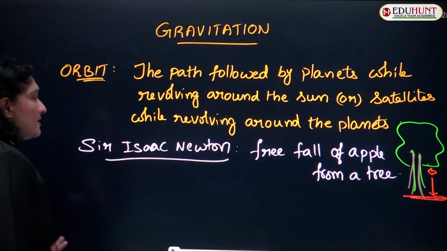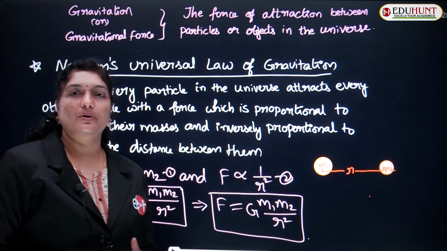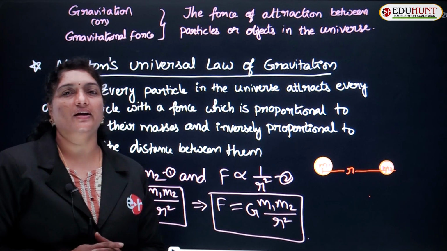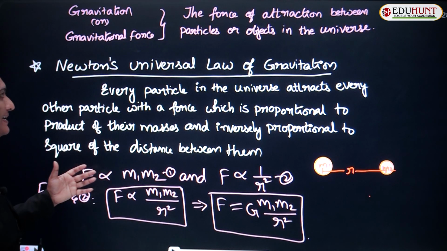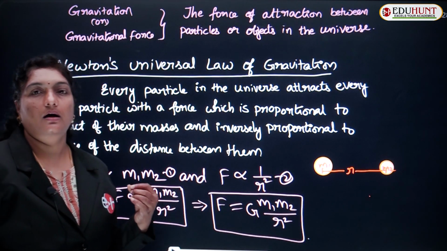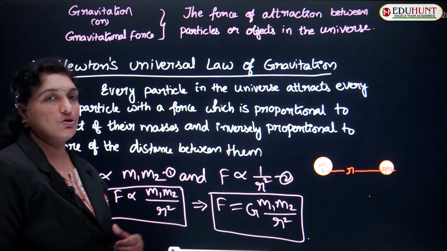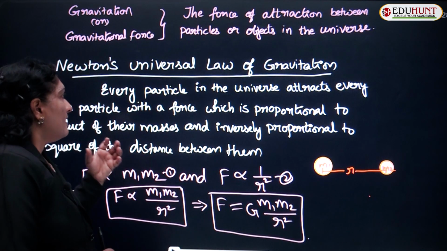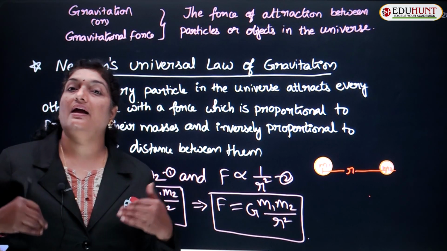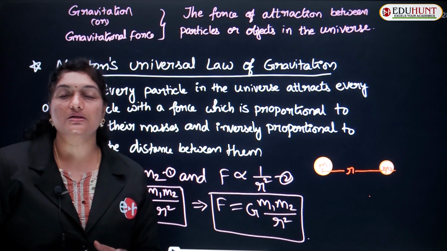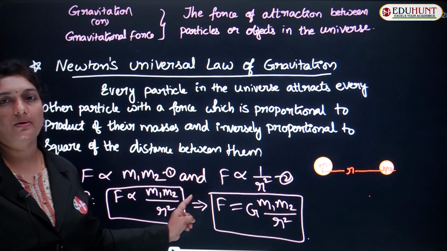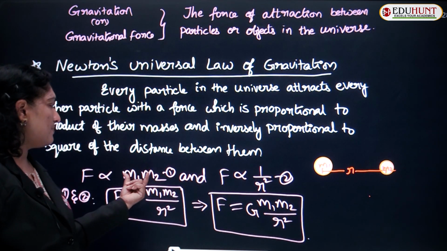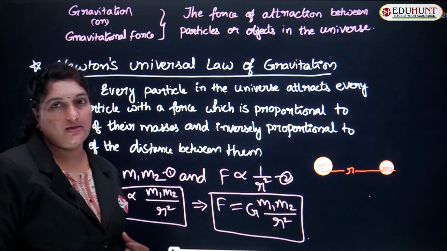Okay. So Sir Isaac Newton formulated the relation between the universal gravitational force and the different objects. According to Newton's universal law of gravitation, he says that every particle in the universe attracts every other particle with a force which is directly proportional to the product of the masses and inversely proportional to the square of the distance between them.